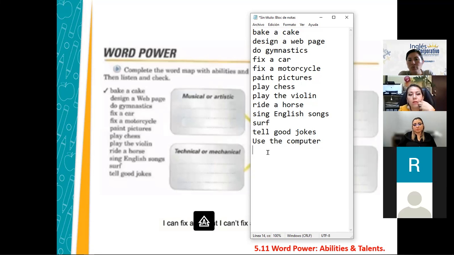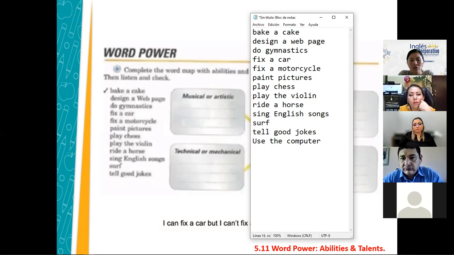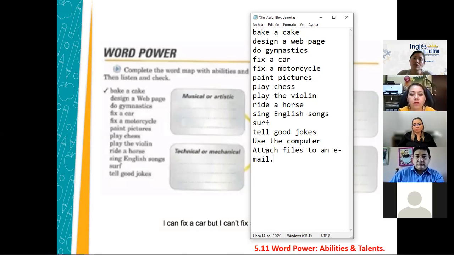Probably when it comes to, you know, abilities in your work, right? Something that I consider is very important is to attach, ¿verdad? Attach files to an email, for example. Attach files to an email, etc. Right.